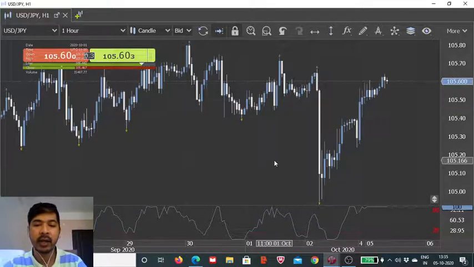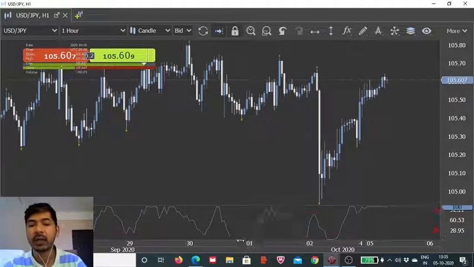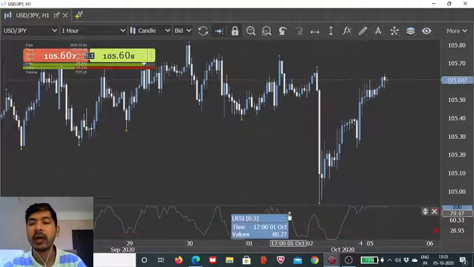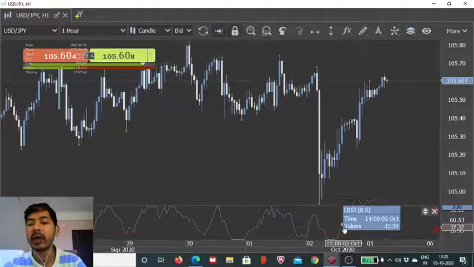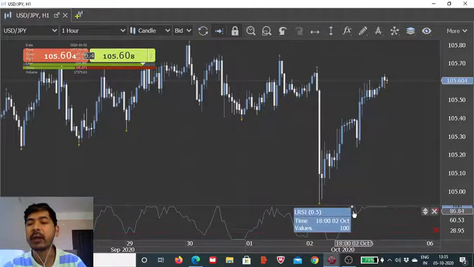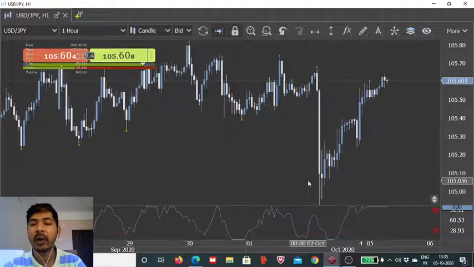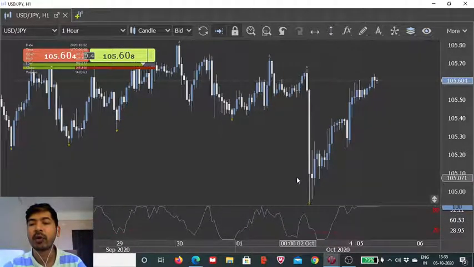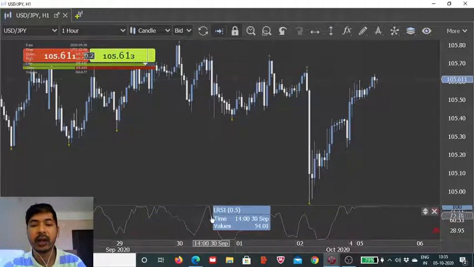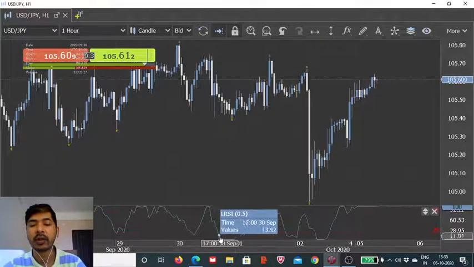This indicator is bound between the 0 to 100 values, and whenever the LRSI value is on the rise, it means the momentum is on the buy side, and it's time we look for buy trades. And if the momentum is declining, if the LRSI values are declining, then we look for the sell trades.